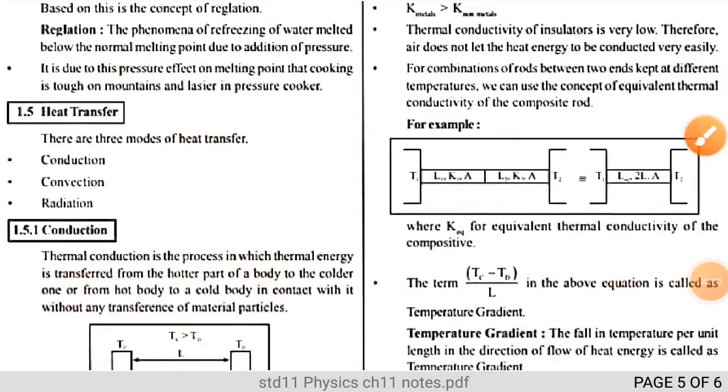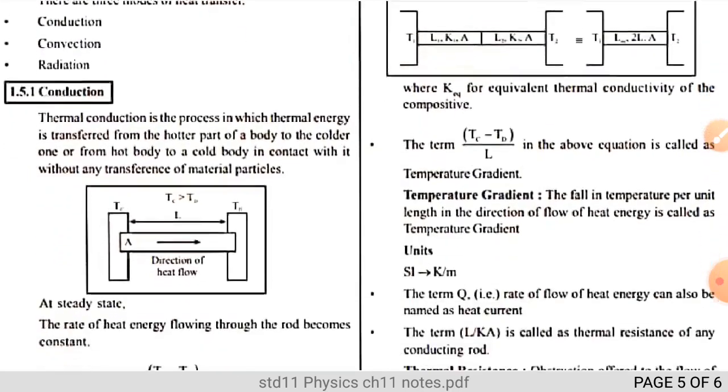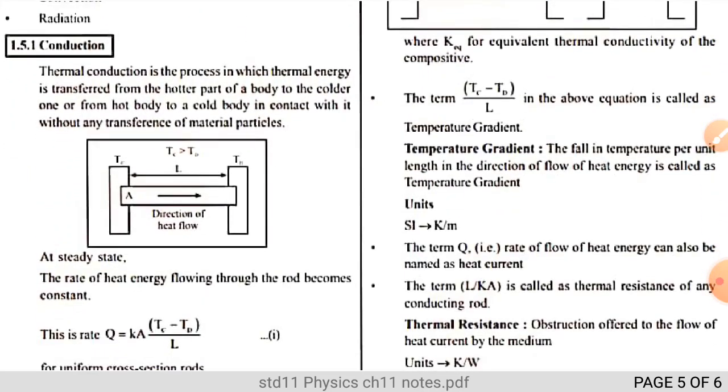Heat transfer. There are three types of heat transfer: conduction, convection and radiation. Our first topic is conduction. Thermal conduction is a process in which thermal energy is transferred from a higher energy level, meaning a higher heat energy substance, to a lower heat energy substance. We can also call it the transfer from a hotter part of a body to a colder part of a body.